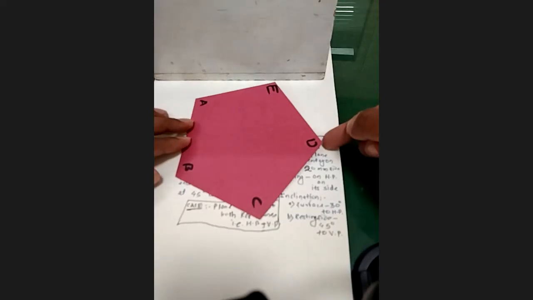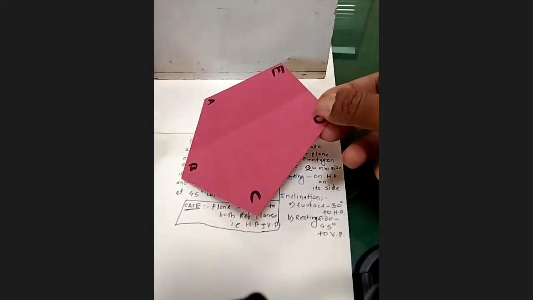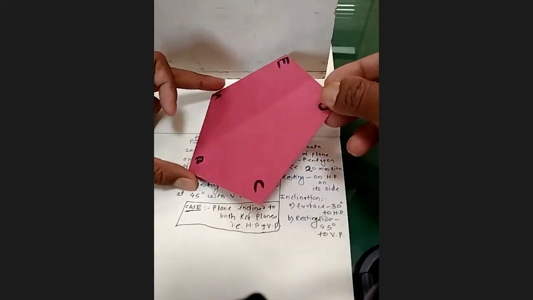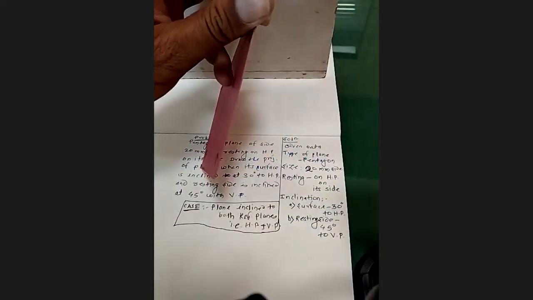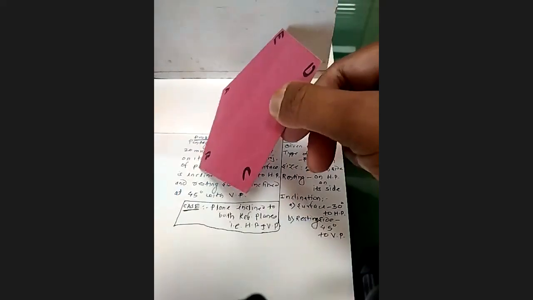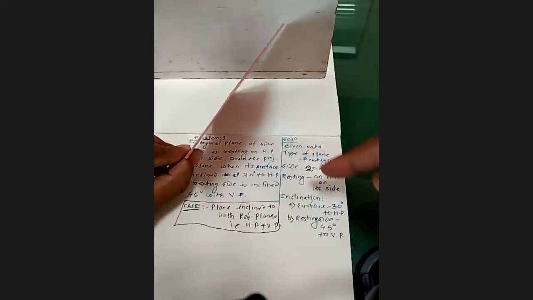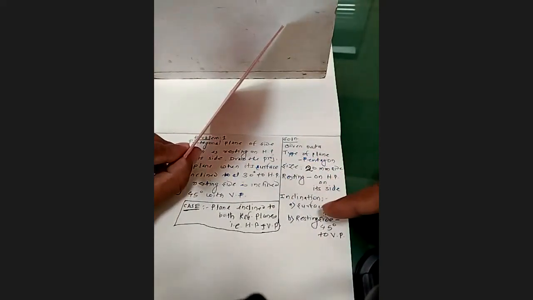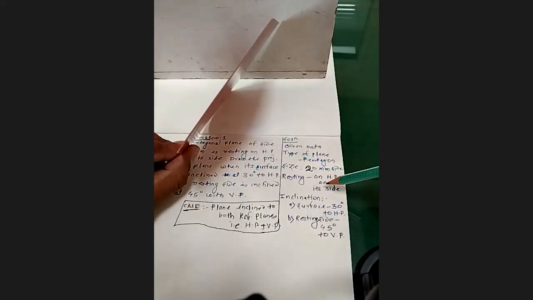If I turn it or lift it like this, now it is resting on HP on its side. Can you imagine that? This is what we can say, it is resting on its side. Now, according to the problem statement, you have to make sure that this surface is making an angle of 30 degree.